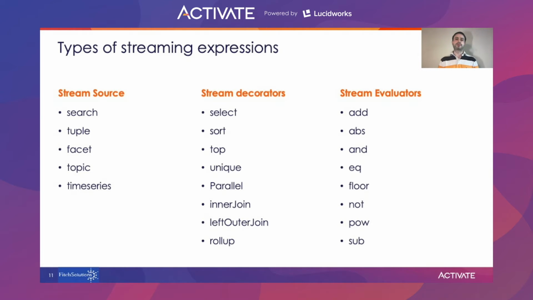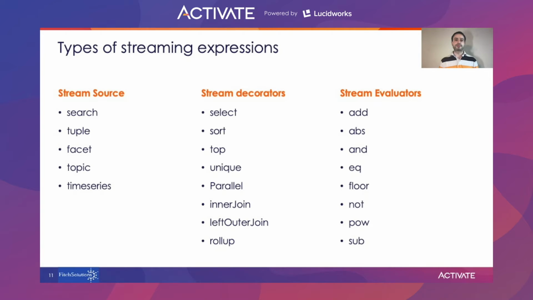So talking a little more about the streaming expressions, it provides 3 different types of functions: stream sources, stream decorators, and stream evaluators. The stream sources originate streams. The most commonly used function here is search, which performs a query on the Solr collection. Other available functions are tuple, facet, topic, etc. Stream decorators wrap other stream functions or perform operations on a stream. The functions available here are select, sort, top, inner join, etc.